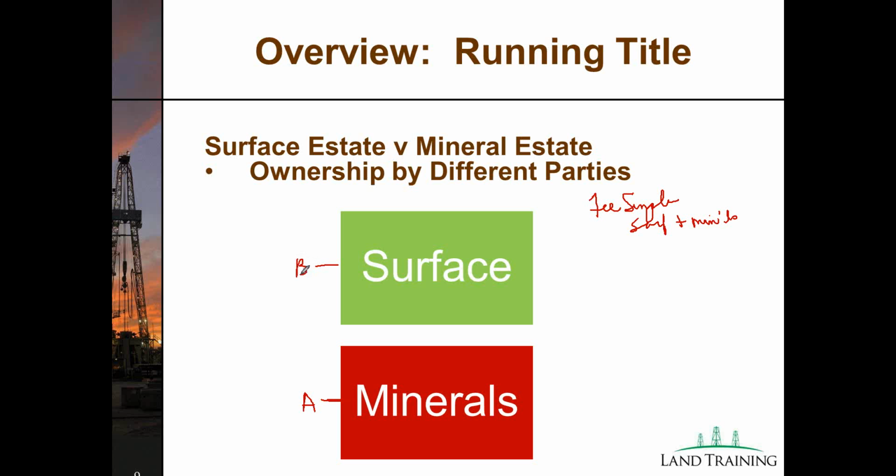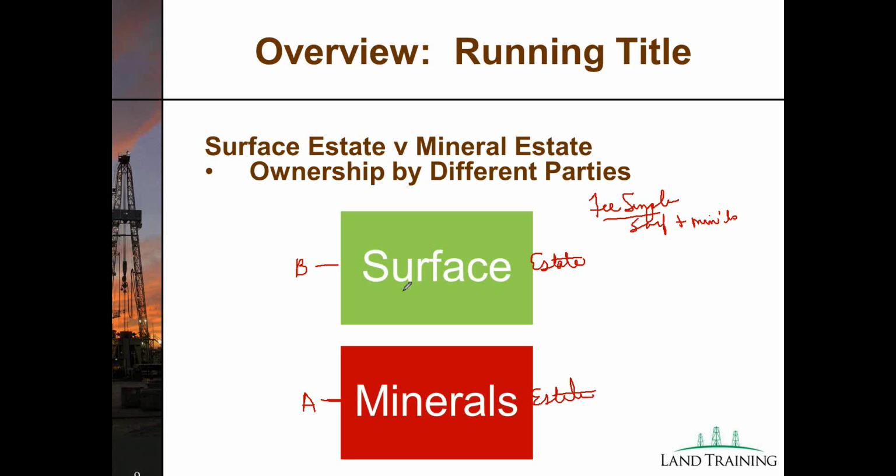This is probably typical. This is how my house is set up where I live. I own the surface of the land, but I don't own the minerals. I'm not sure who owns the minerals to my property, but I know it's not me. So in that case, we've created, instead of a fee simple, two separate estates. One is called the surface estate, and the other is called the mineral estate. Okay, so they can each be owned by different people.